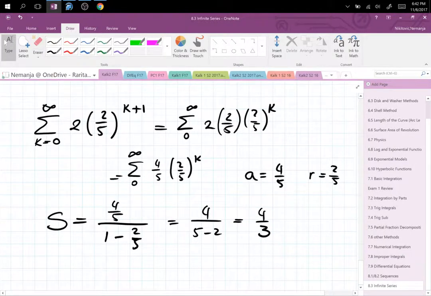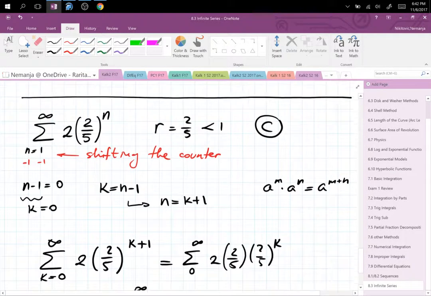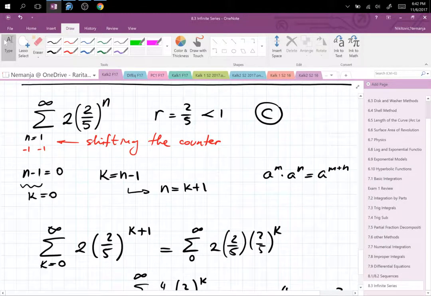So this is a tricky one. You have to pay attention to the counter. Counter must be 0, exponent must be n or k, whatever it is, doesn't matter. And you have to use the substitution to fix it if it doesn't match. So one more time, what happened? Counter started at 1. We can't have counter start at 1. We need it at 0. So I subtracted 1 to make it 0. Well, that created n minus 1 on the left, and I renamed that n minus 1 as k.